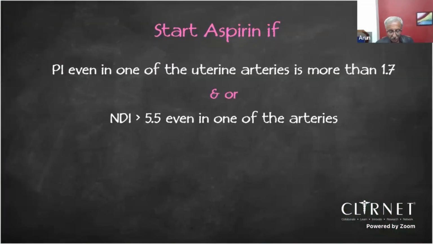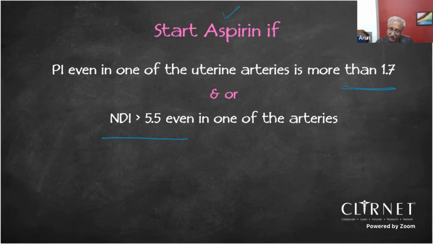So what is the importance? If we find any of these things, like PI more than 1.7 even in one of the uterine arteries, or NDI more than 5.5, even in one of the arteries, please start aspirin. This is all you can do.